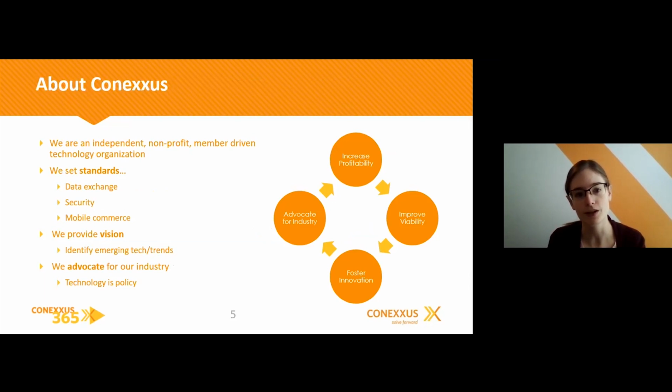Conexxus is a nonprofit technology member-driven organization. And what I mean there is that members really do the heavy lifting for us. We provide a neutral forum where retailers and vendors can network and come together to create standards that are beneficial to our industry. We also educate through white papers and events like this one, and we advocate on a technical level at other organizations to help steer the conversation around standards and policies.